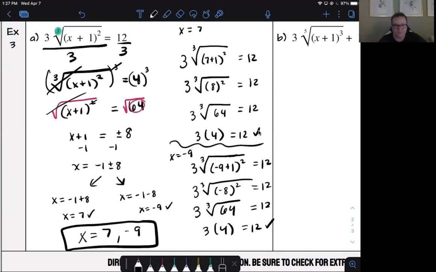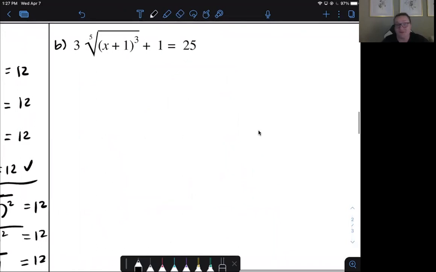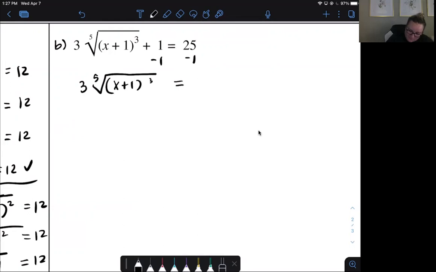And there we go. All right, now why don't you go ahead and try 3 times the 5th root of x plus 1 cubed, all plus 1 equals 25. I'm going to walk you through this step by step. So the first thing I want you to do is to isolate the radical. Go ahead and do that on your own. So hopefully you subtracted 1 to both sides, and then divided by 3.